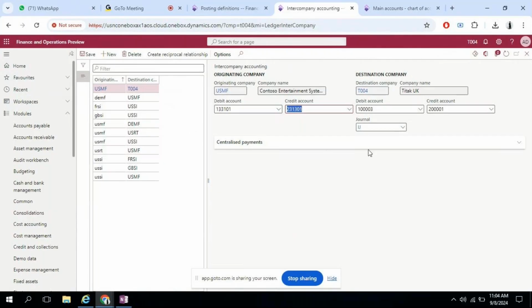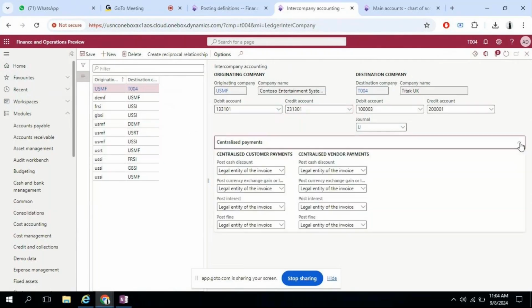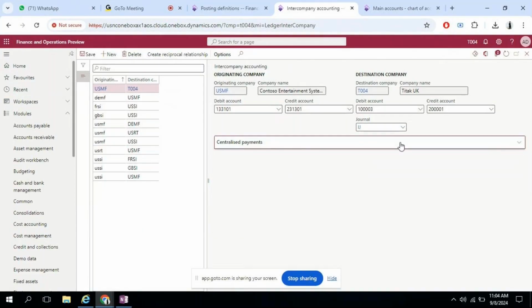Now over here there is one more section which is centralized payment. Centralized payment means you can pay to your vendor or customer from one entity also. So there is also a provision for it, but okay, that's fine. We will come back to it in a later section when we will start with our purchases. Okay, so let's go for creating a global journal.